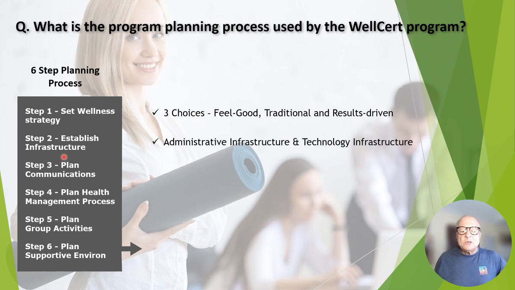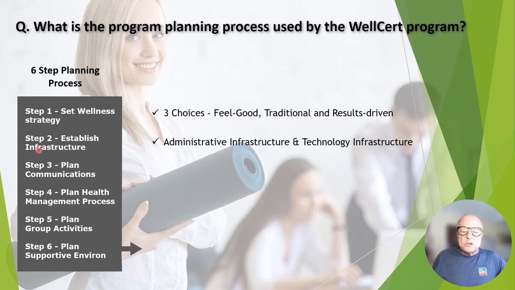When we come to step 2, the establishing the infrastructure consists of about 15 or so administrative items, and they're things like job descriptions, budgets, work programs, descriptive materials on the program, those kinds of things. And the technology infrastructure, which deals with things like smartphone apps, the use of emails for communication, the use of learning management systems for learning, the use of e-health portals for providing online support for people as they pursue wellness. So these are the various aspects of the infrastructure.